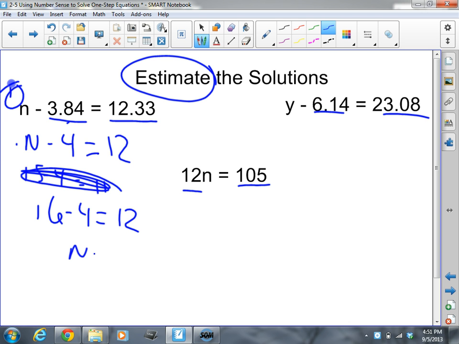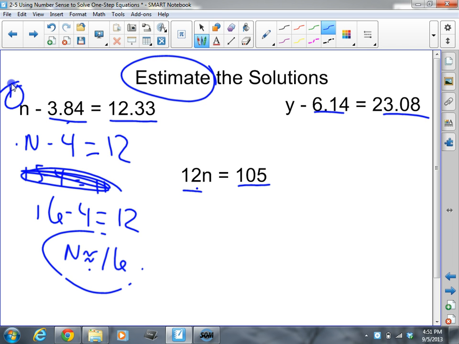So n equals 16. Now remember, this is an estimate, so I actually should, let me erase this and put it right. n is about 16. Remember this symbol right there? This symbol means about. Okay? All right, let's keep going on.